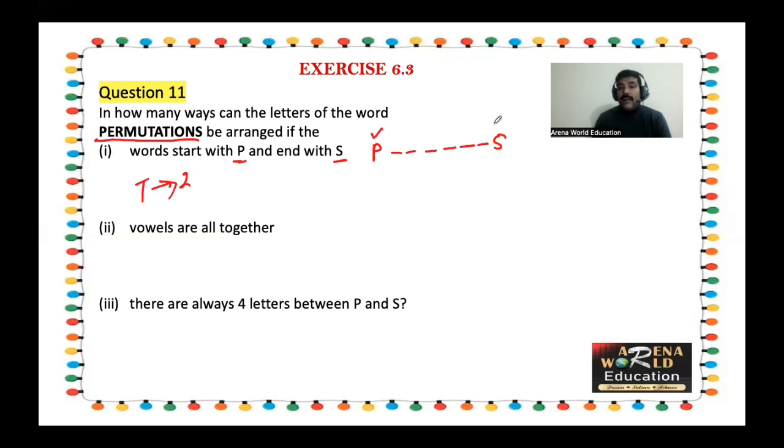So 2 are already arranged, P and S, they are fixed. So we are left with how many letters? 10. So they will be arranged in 10 factorial ways, right? But 2 T's are common. So answer will be 10 factorial divided by 2 factorial, right? So this will be the first part, and I'm directly writing this answer. 10 factorial divided by 2 factorial. Answer will be 1814400. So this will be your final answer, right? I hope this is clear to everyone.